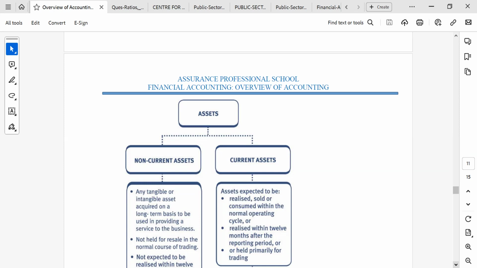Okay, if you come to the current assets, we are saying that they are those assets that can be realized within a 12-month period. They are those that can be converted into cash. Those are what we call the current assets. So what are the examples of the current assets?